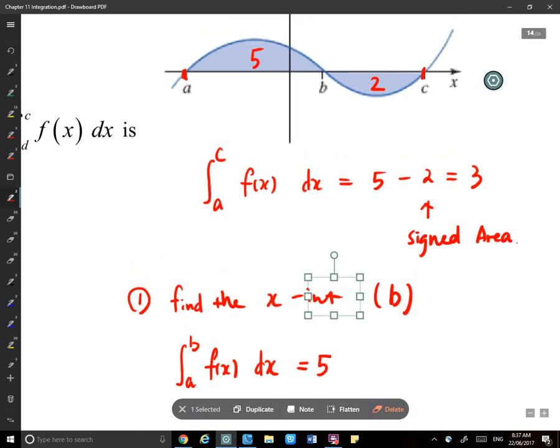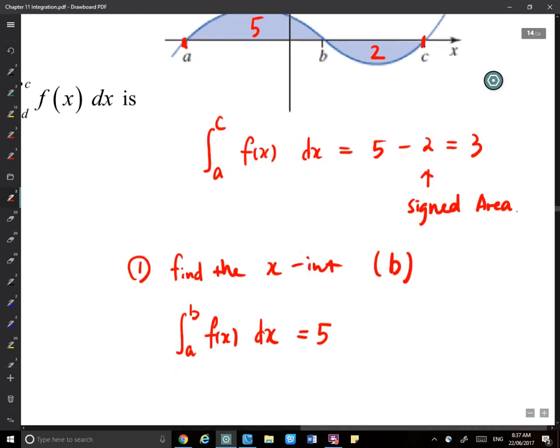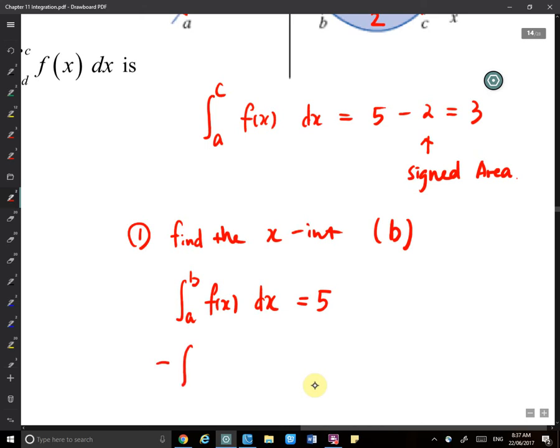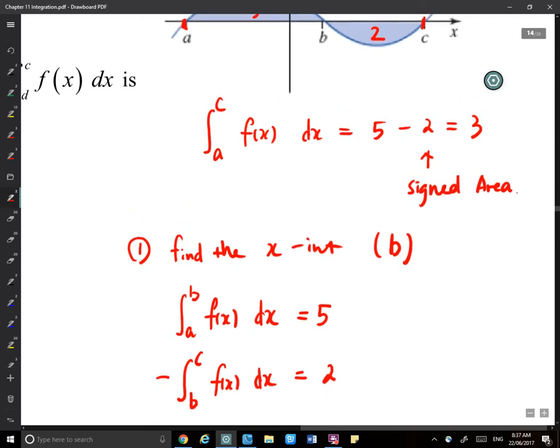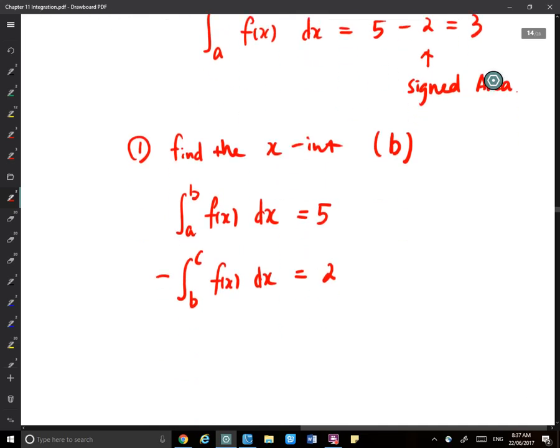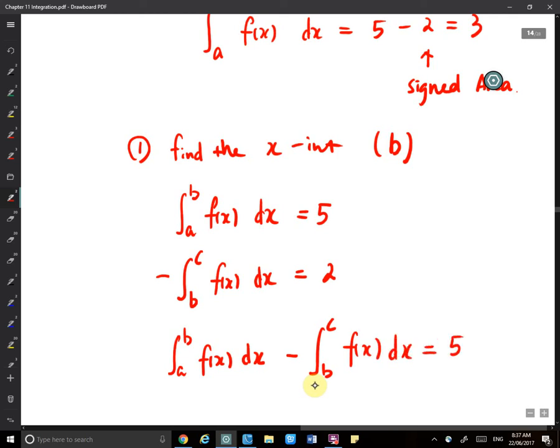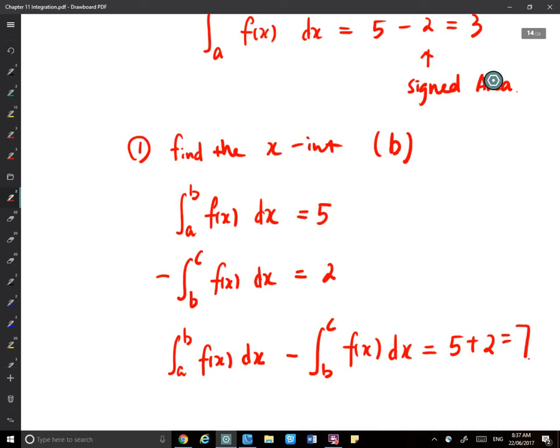Then think about the area between b and c. That is a negative area, so what you need to do is take the negative of the integral from b to c of f(x) dx. That should give you +2 as well. So overall, you write the integral from a to b of f(x) dx, the positive, minus the negative area, which becomes a plus sign. So that is 5 plus 2, which gives you 7. That is doing it by hand, without CAS.